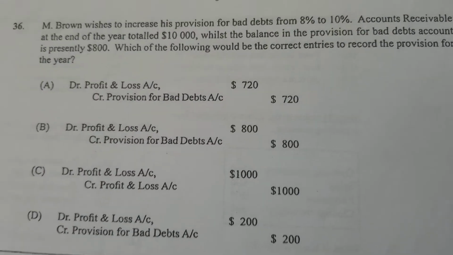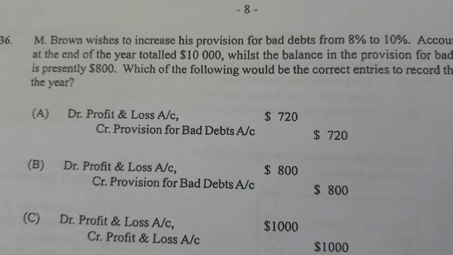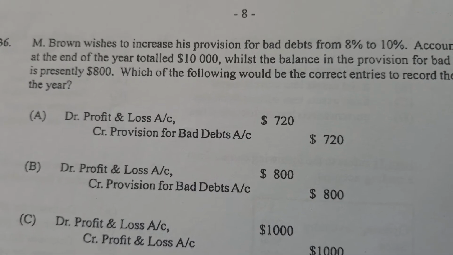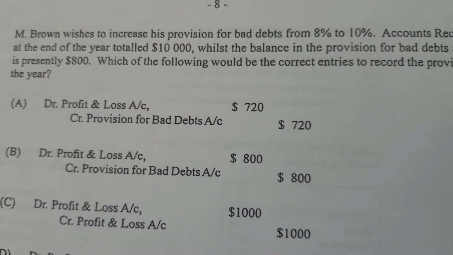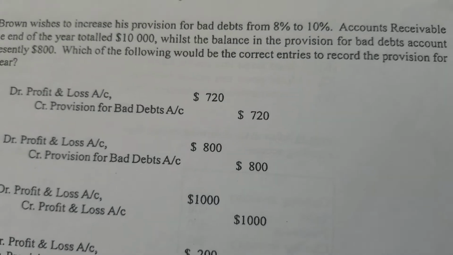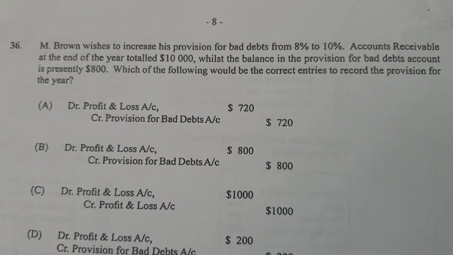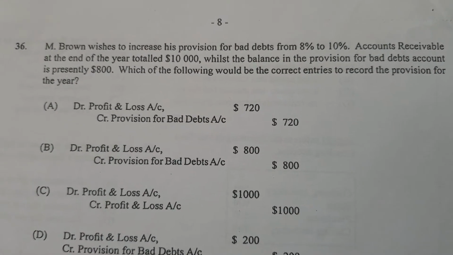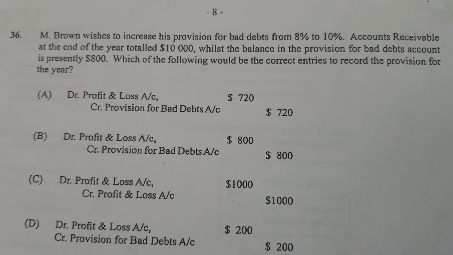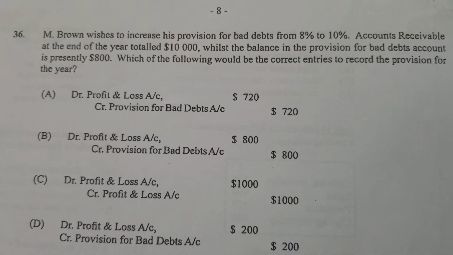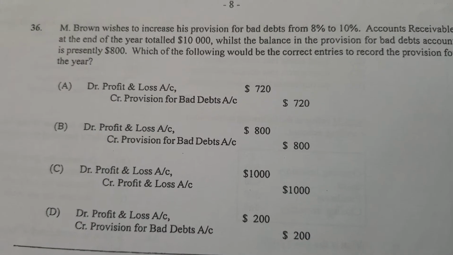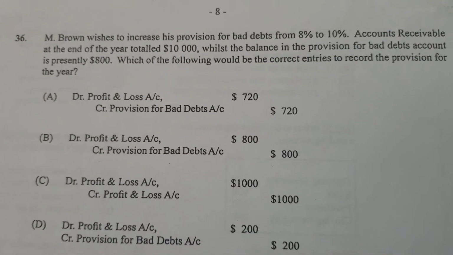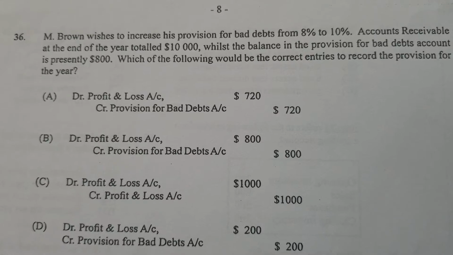Item 36 is telling us that M. Brown wishes to increase his provision for bad debt from 8% to 10%. Accounts receivable at the end of the year totaled $10,000, whilst the balance on the provision for bad debt account is presently $800. Which of the following would be the correct entry to record the provision for the year?